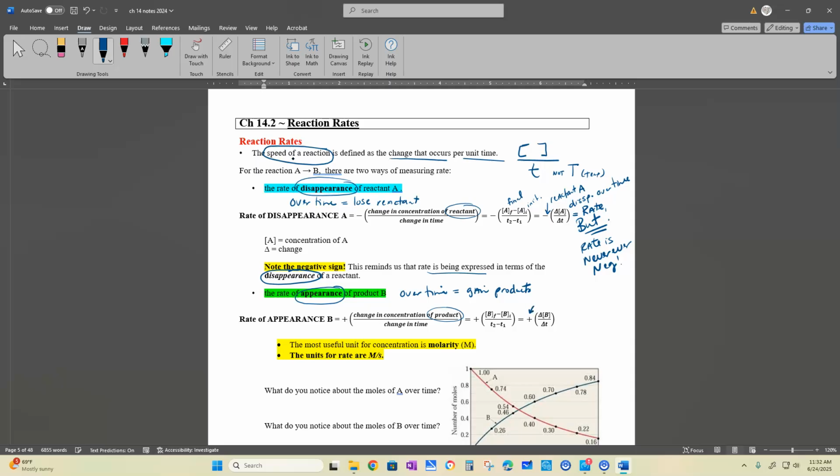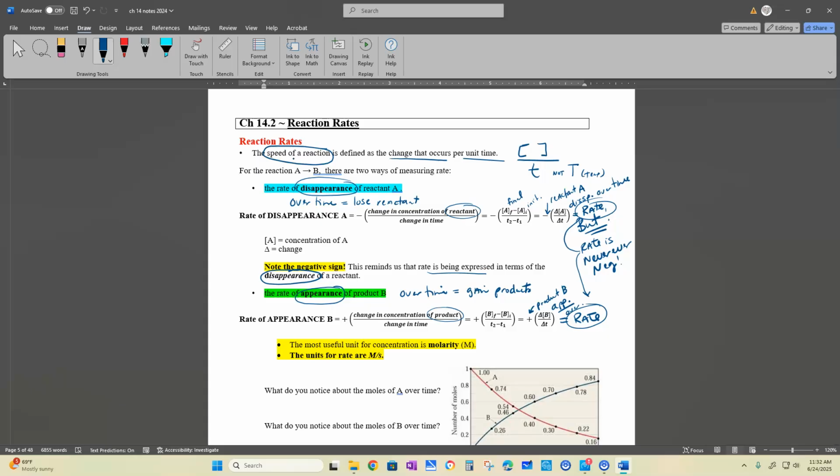But notice that positive sign. That positive sign has to do with the product, B, and how it's appearing over time. But regardless, this answer for rate, okay, rate is never negative. So that answer and this answer, never ever negative.